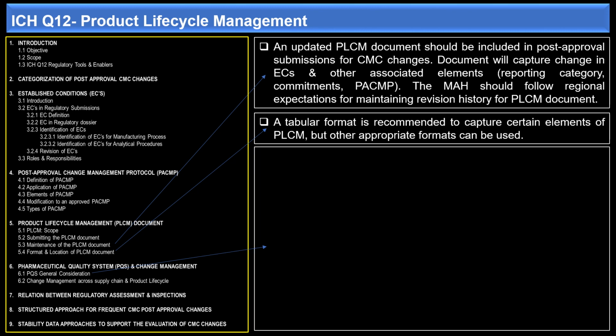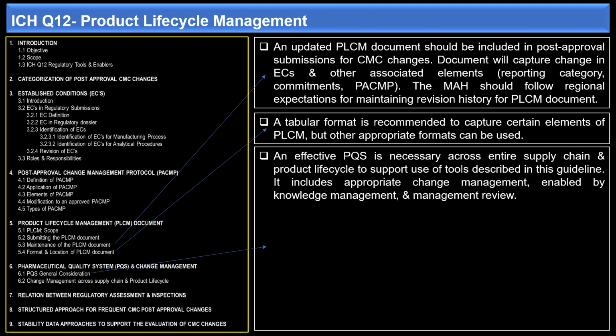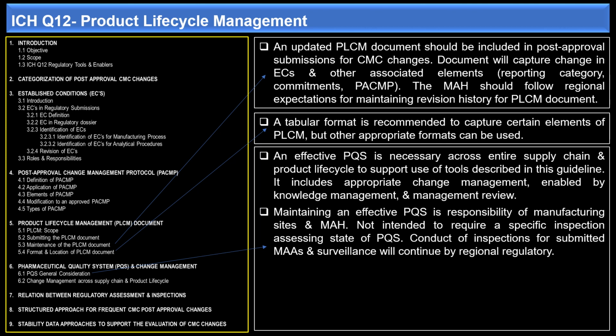Pharmaceutical quality system and the change management. An effective pharmaceutical quality system as per ICH Q10 is necessary across the entire supply chain and product life cycle to support use of tools described in this guideline. It includes appropriate change management enabled by knowledge management and management review.